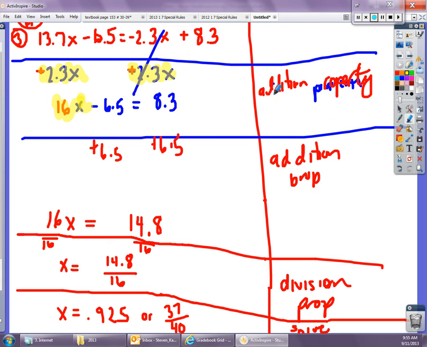And I wasn't trying to get rid of the number and separate the x from the coefficient, which is the number in front of it. But I'm just adding the same thing on both sides, which is the addition property.